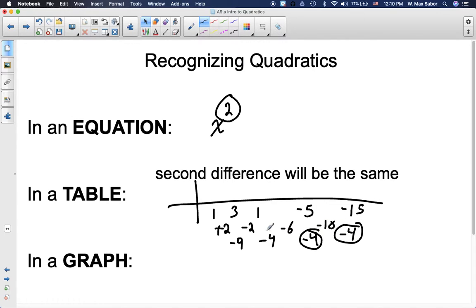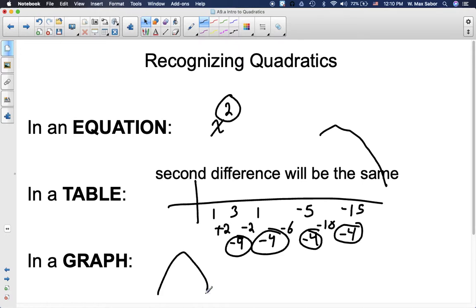It's not that the values changed by the same amount every time. 1, 3, 1, negative 5, negative 15. It's going up a little, and then going down a little, and then going down more, and then going down more. But the second differences are the same.